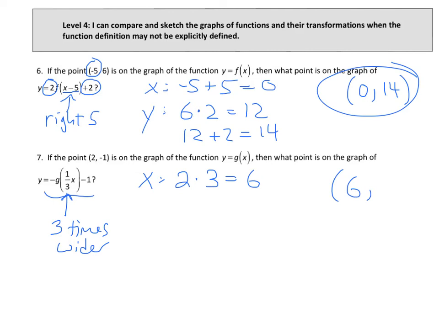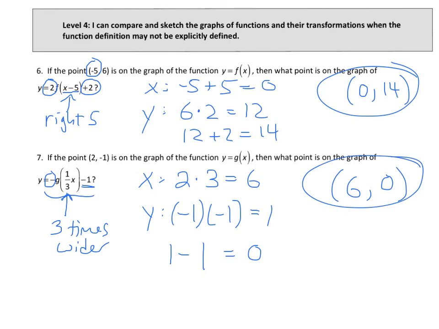And then for the y coordinate, we have a vertical reflection, and then we have a shift down 1. So we take the y coordinate, and first we just multiply it by -1, and that takes care of the reflection, and we get +1. And then for the shift, we take that y value, which is 1, and we shift it down 1, and we get 0. So the point 6, 0 would be on the graph of that function.